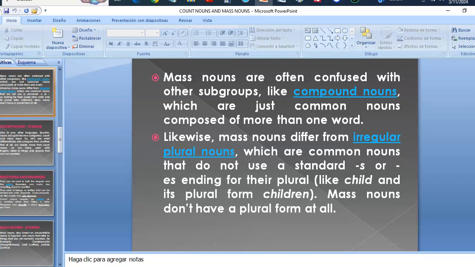Mass nouns are different from compound nouns because compounds are just common nouns formed by many words, not just one, and they're different from irregular plural nouns in the sense that these are common nouns that do not have suffixes at the end to make the plural, they do not have s or es at the end. For example, children, which is the irregular plural form of child, whereas mass nouns do not have plural forms whatsoever.